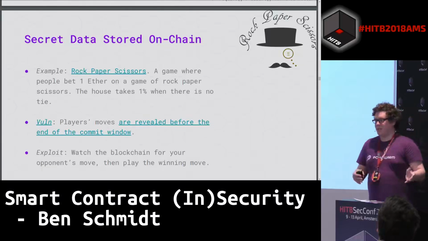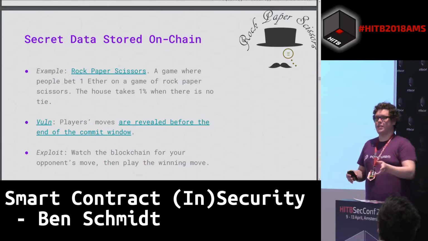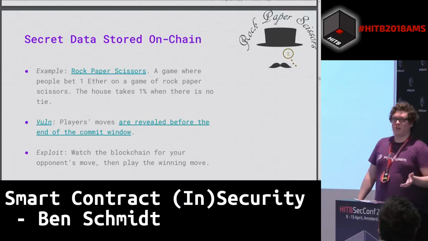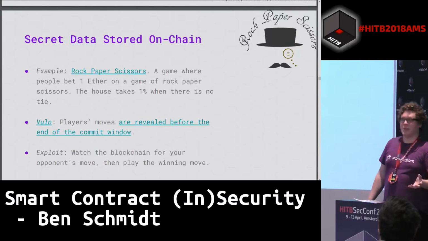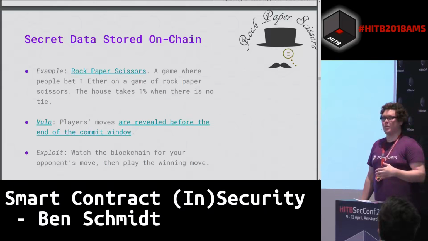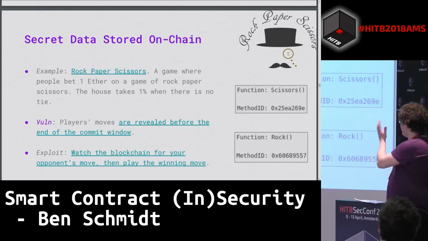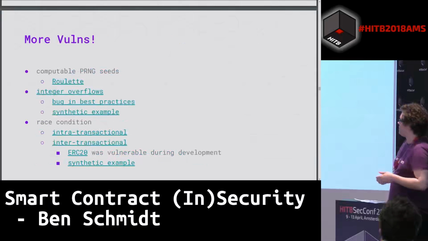The problem with this is that you could see everyone's moves in the mempool before they were actually committed to the chain. So you could watch all the new transactions being submitted to the network before they actually confirmed and bet on the correct move, so that you would always win the game. You see someone do scissors and you throw rock immediately.